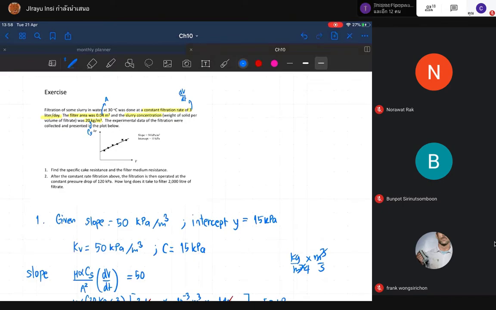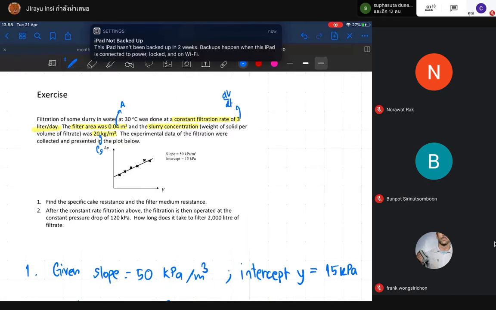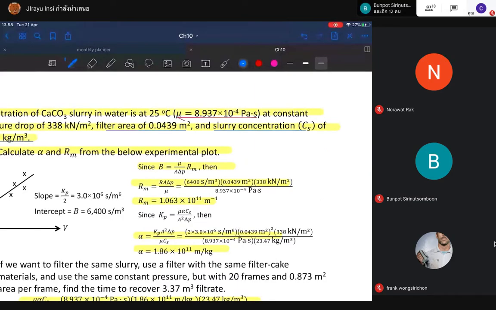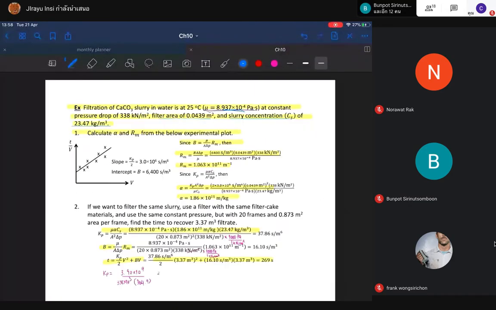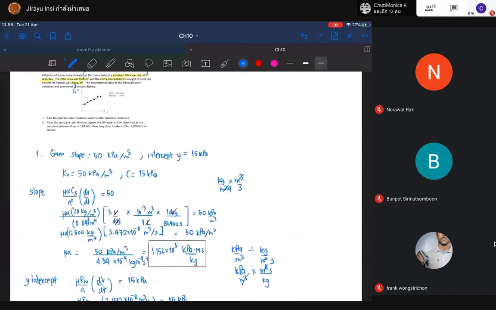If you look at the question, our filter area is given, the constant filtration rate is given, and the slurry concentration is given. But what is missing is the viscosity. In the previous question, they gave us the viscosity, but for this question, they don't give it. So how do we actually find that? We find that by searching for the dynamic viscosity.